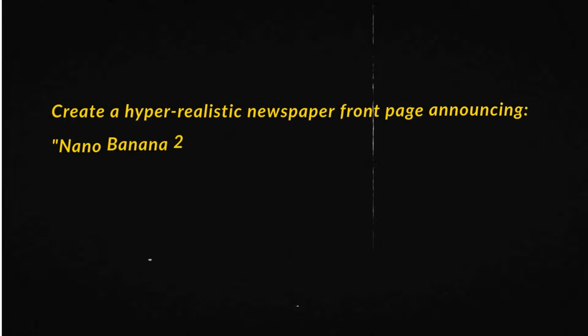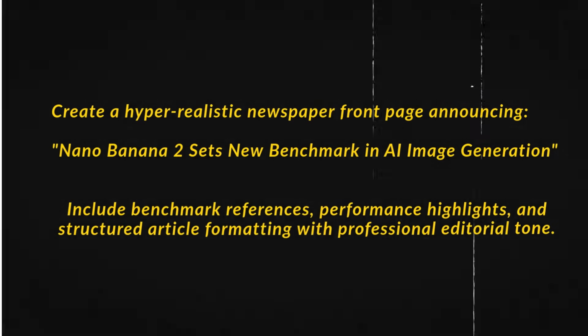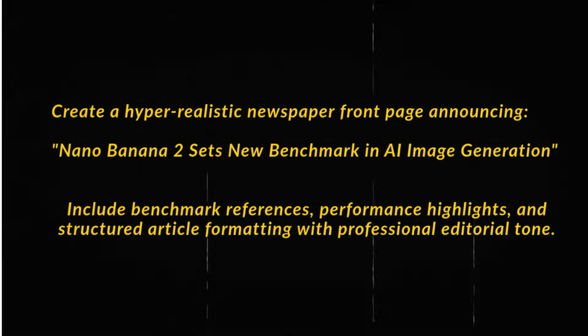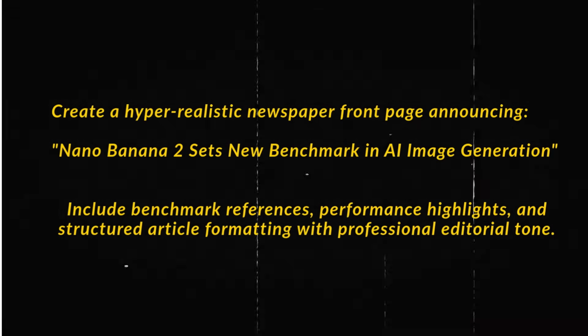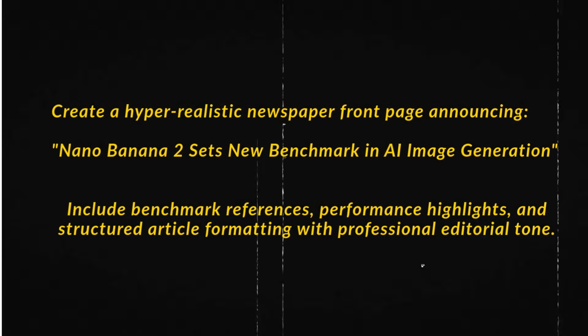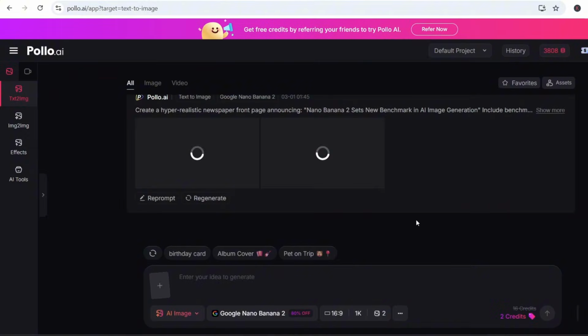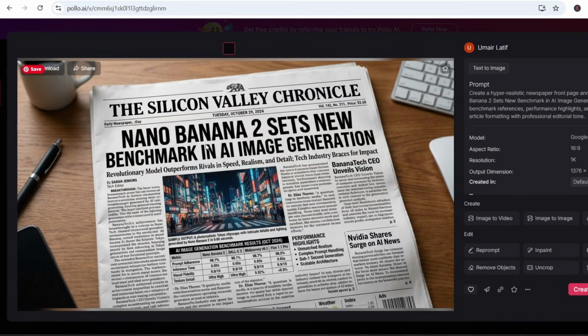Create a photorealistic front page newspaper placed on a wooden table near a window in soft morning light. Main headline: Nano Banana 2 sets new benchmark in AI image generation. Include properly formatted columns with readable paragraph text, realistic newspaper layout, subheadings, and a featured image on the right. Look at this. The headline is clean.